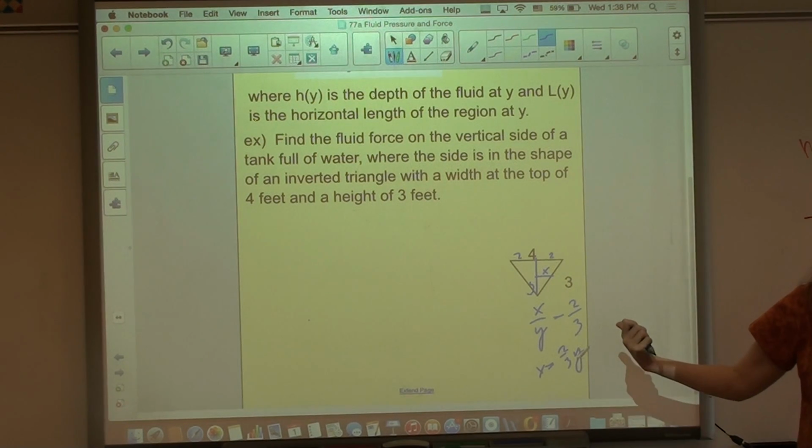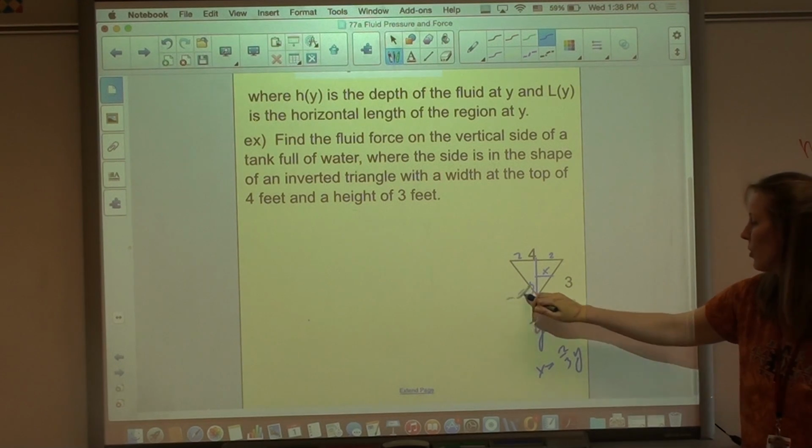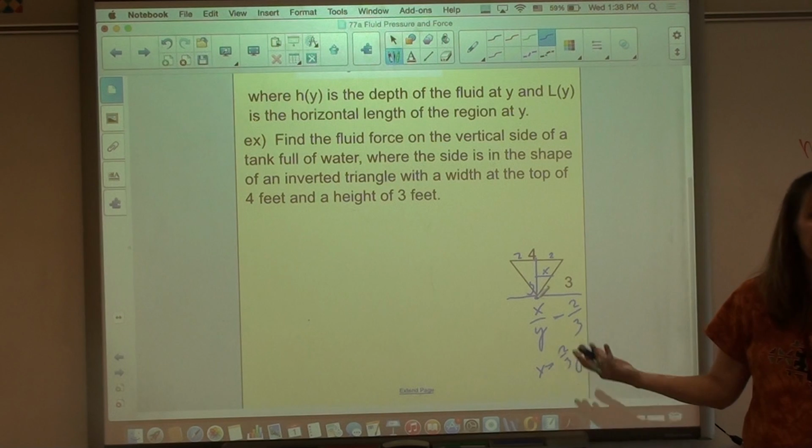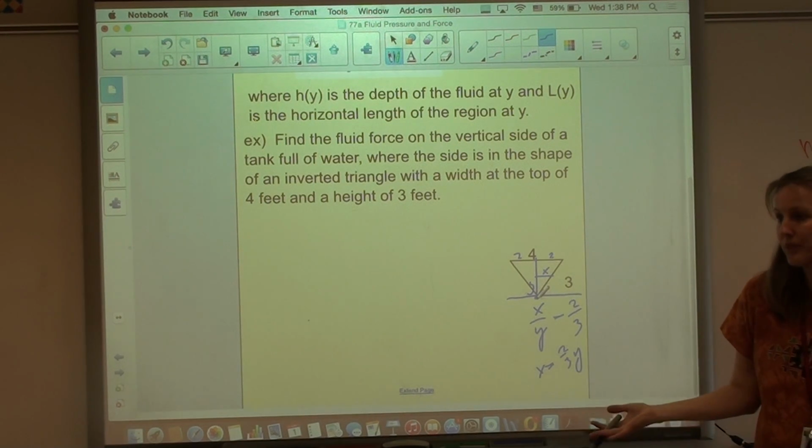But someone first period said, oh, well, if your origin is right here, you could just find the equation of that line and solve it for x. So that's fine too, right?